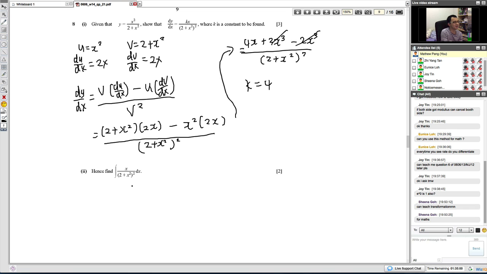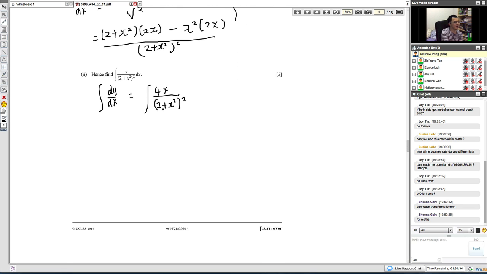And then we need to integrate this thing. So what I will do is copy the whole dy/dx into the next question here, because I see the word hangs. So my dy/dx will equal 4x over (2 plus x squared) squared, and I will integrate both sides. You'll find the question doesn't want me to have a 4, so I will take the 4 out.